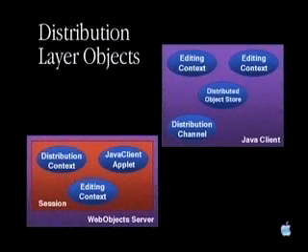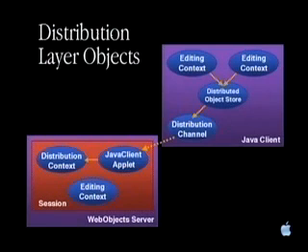So if an editing context on the client side fetches data, it will actually go through a distributed object store, which will use the distribution channel to perform the communication with the server side. On the server side, the Java client applet, the instance of Java client applet that we created, is the object that receives the request. It forwards it to the distribution context.